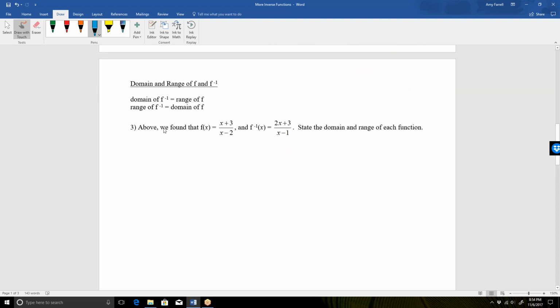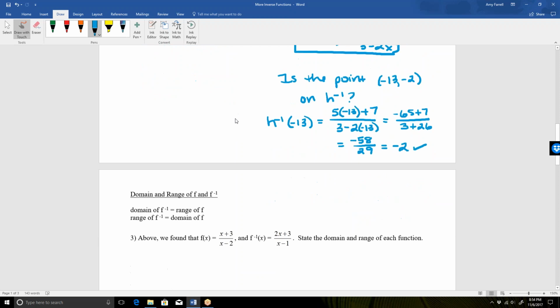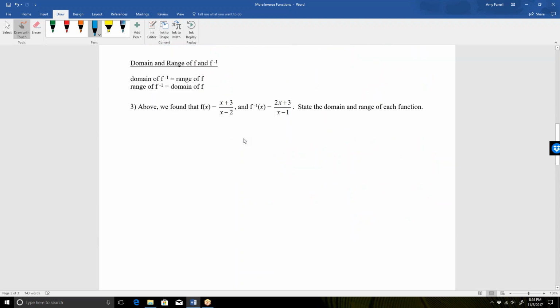So above, or on the previous page, this was the given for number 1, and this is what we found. You can see it up here: (2x + 3)/(x - 2). And we want to state the domain and range of each function. So here's the function f, and here's the function f inverse.